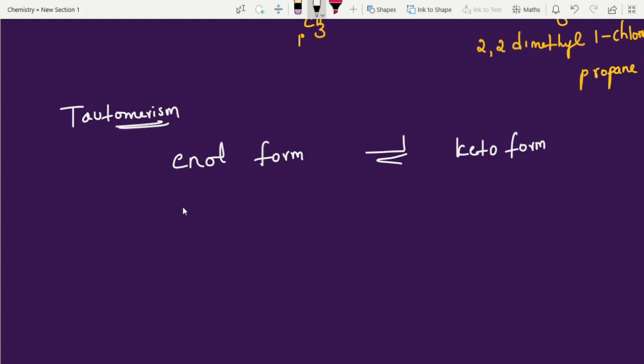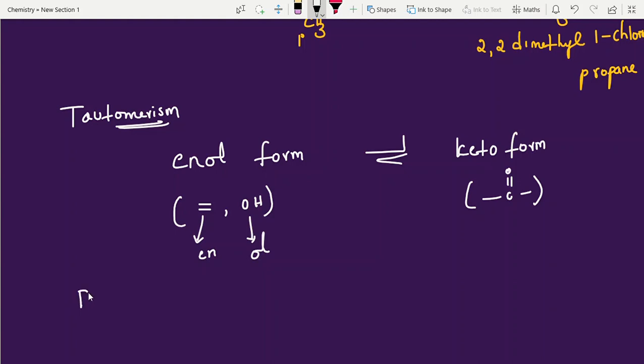Enol means here we have a double bond and an OH group. Double bond we call ene. OH group is nothing but ol. Keto means C double bond O. Most of the organic compounds are stable in keto form only. Not all. So whichever is the stable form, it can convert. Okay. Now I'll give you one question, you can understand better.